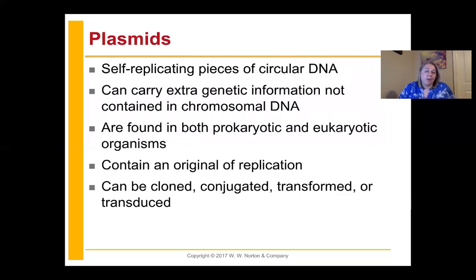And we see them in both prokaryote and eukaryotic organisms, and they contain their own origin of replication. And that's what allows them to replicate independently of the host. So like independently of, let's say, the bacteria. So we can clone the plasmid, we can conjugate it, we can attach it to something, we can transform it or transduce it, which means put it from one organism to another organism. And it's just important to understand that the plasmid usually confers some kind of survival benefit to the host. Otherwise, it would be a waste of energy to maintain, right?